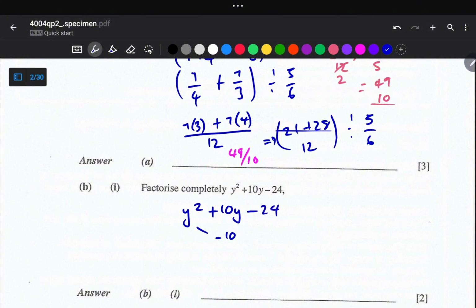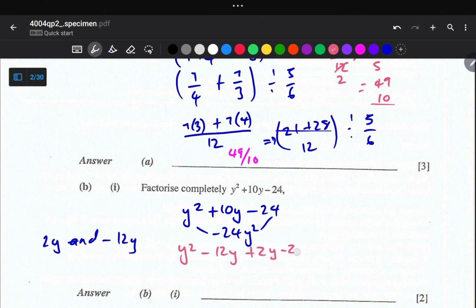So here we are looking for two numbers that, if we multiply them, we get minus 24y squared, and if we add them, we get 10y. These two numbers are 12y and minus 2y. Sorry, they are minus 2y and 12y. We substitute these two numbers for 10y, so it is now y squared minus 12y plus 2y minus 24.